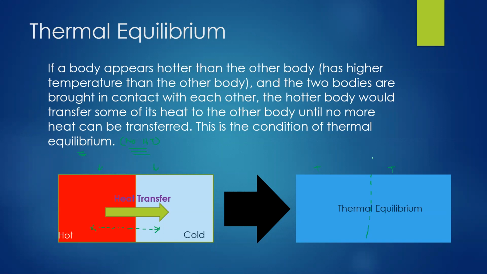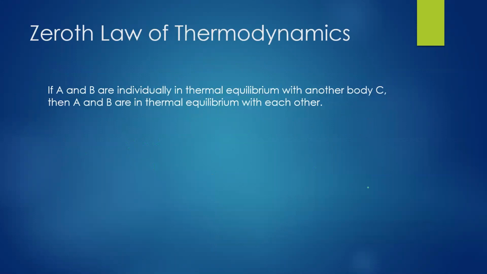But for now, just keep in mind that in the condition of thermal equilibrium, the temperature of the two bodies becomes the same. Therefore, no heat transfer can take place from one body to another. On the basis of that, we define the zeroth law of thermodynamics.